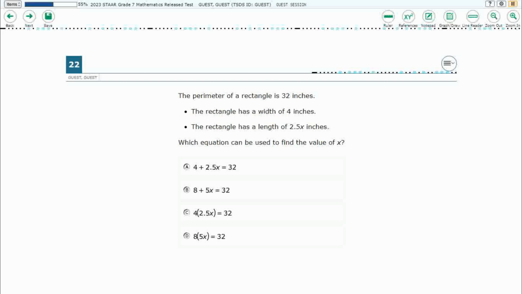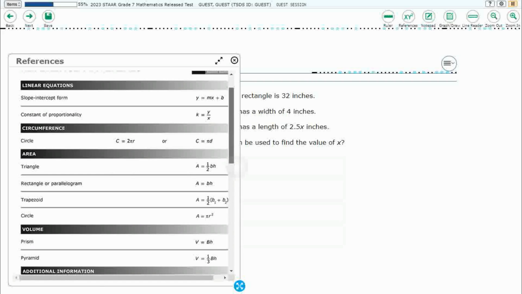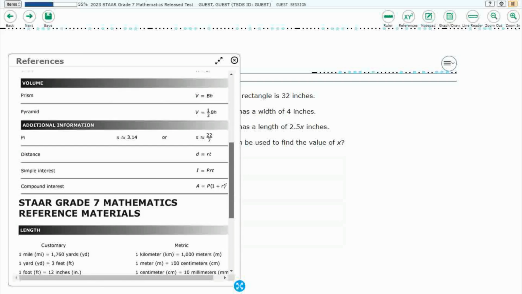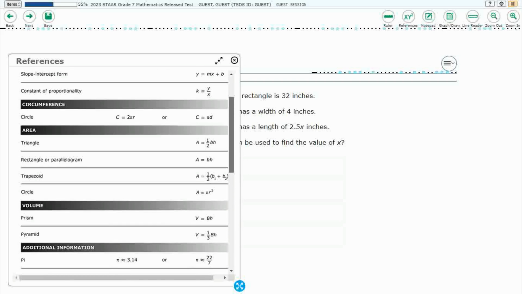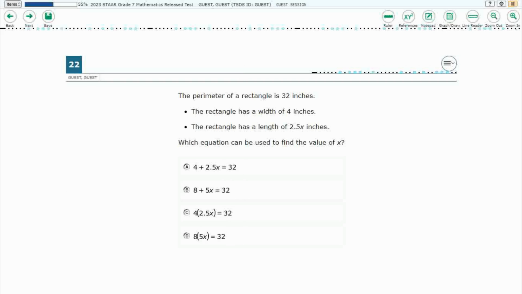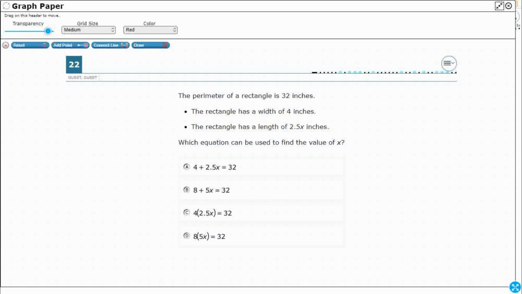So we have the perimeter of a rectangle, we have the width, we have the length, and we need to use an equation here to find the value of x. Alright, so let's see, do we have anything on our reference material? We used to have the equation for perimeter, but they don't really give that to us anymore. Obviously, we could just add up around the sides, but we need to go back in time here to remember what we used to do when we started looking at perimeter in 3rd and 4th grade.